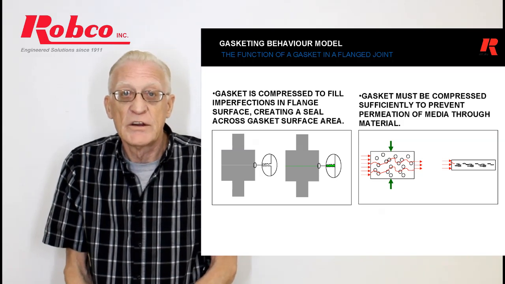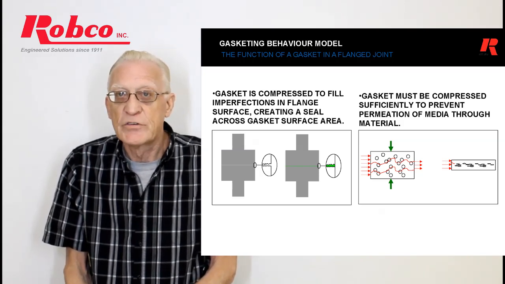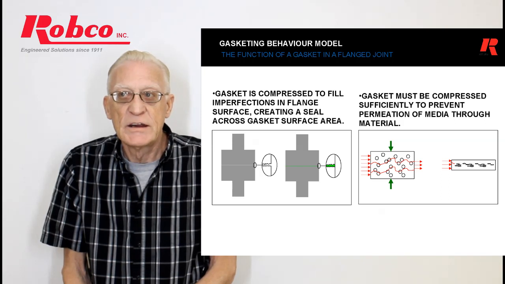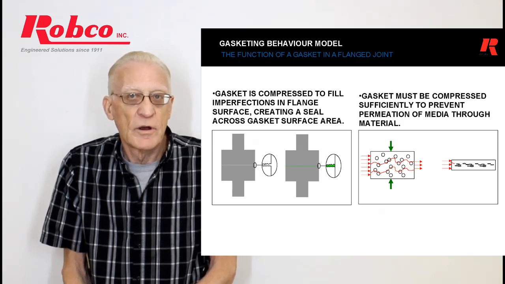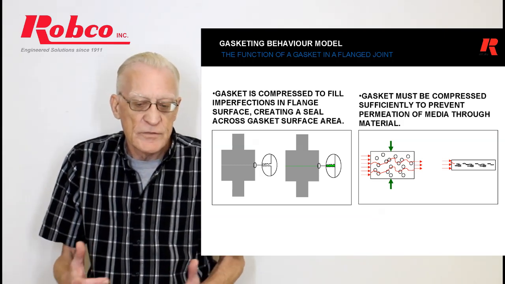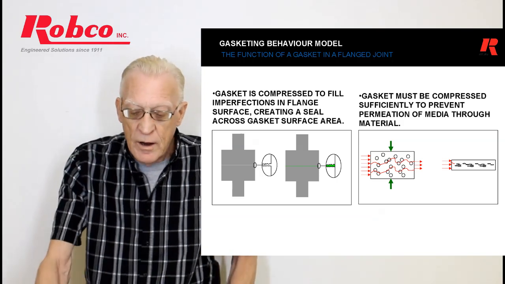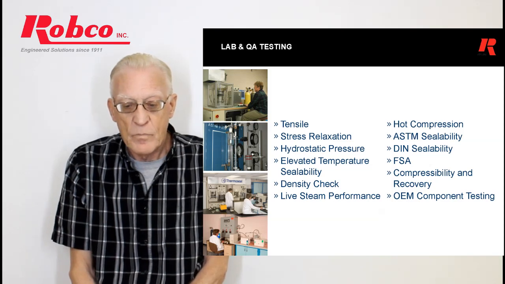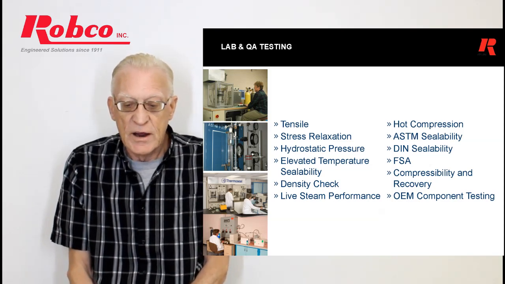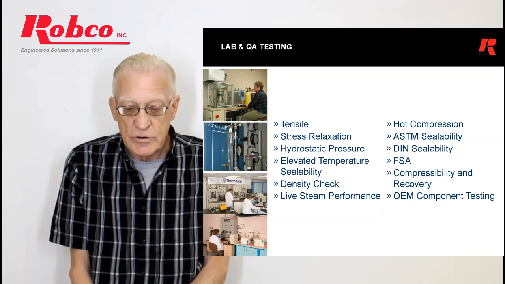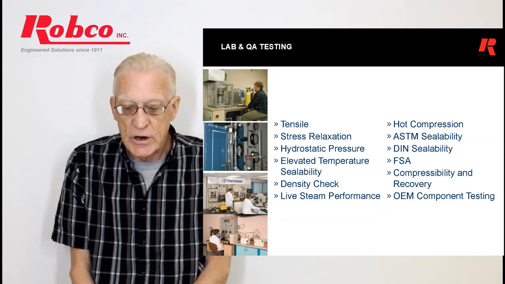those capillary radiuses. The non-asbestos is more rubber, therefore the sealability or the resistance of leakage through the gasket itself is greatly reduced. And we'll talk about that. How do we test for that? How do we know if that gasket's hard or soft or whatever? Here's where we go. We talk about lab and QA testing. We have tensile strength, stress relaxation, hydrostatic pressure, elevated temperature, sealabilities, density checks, hot compression.